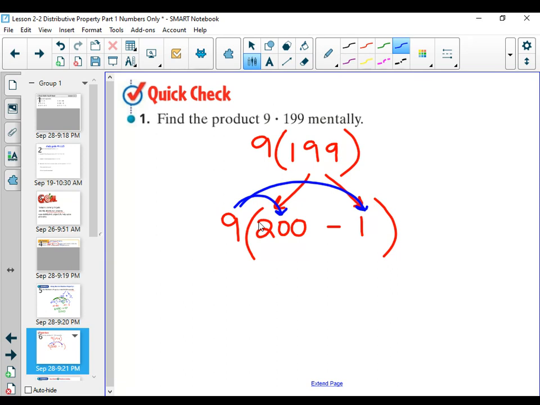9 times 2. Add 2 zeros. 9 times 1. Notice it said mental math, but I still wrote things down because mental math is not a reason not to show my work. Then I'm left with 1,800 minus 9. 1,791.